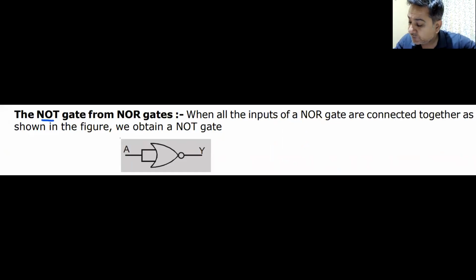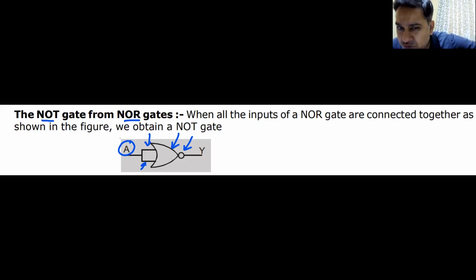A NOT gate from a NOR gate. This you understand is a NOR gate, yes or no? Yes, sir. Again, it needs two inputs. How do I produce two inputs? I only have one input here. I convert it into two. Do we understand this? Yes, sir.